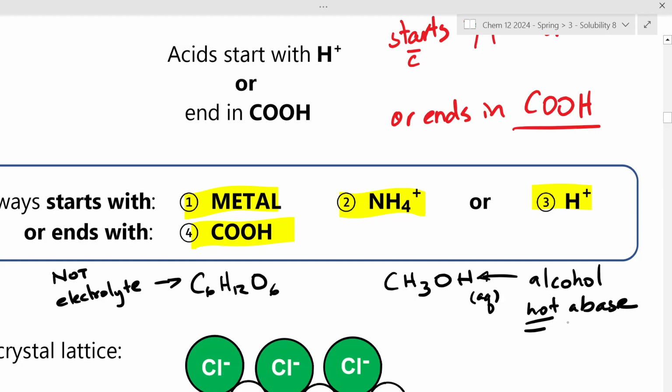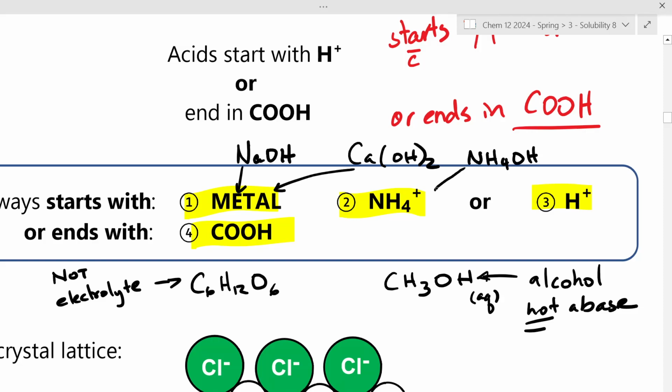And that's why I always go with the rule: does it start with a metal or NH4, or is it an acid? If it doesn't start with a metal or NH4 and it's not an acid, then it is not. Because if you look at all of your bases, NaOH, what does it start with? It starts with a metal. CaOH2, what does it start with? It starts with a metal. NH4OH, what does it start with? NH4, ammonium, okay? So all of those are electrolytes because they do start with those things, okay?